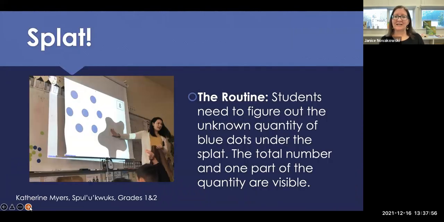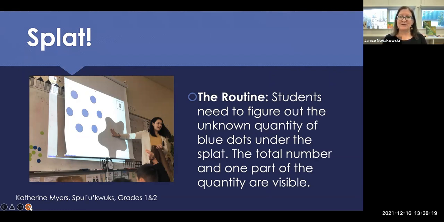SPLAT is a routine that focuses on students figuring out an unknown quantity under the splat. Kind of looks like a puddle. And they know the total quantity that is provided for them, and they know the other part of the quantity, but they need to figure out the unknown. So this routine really focuses on algebraic thinking.